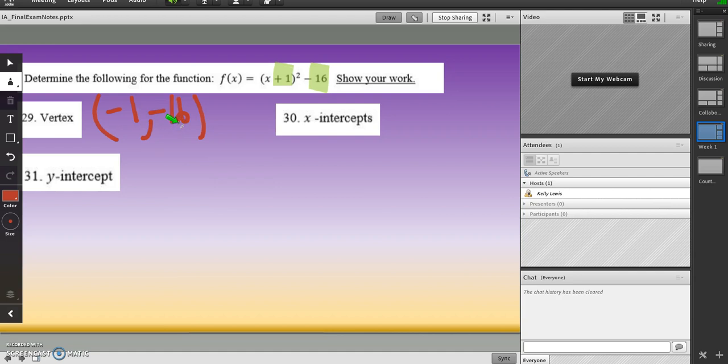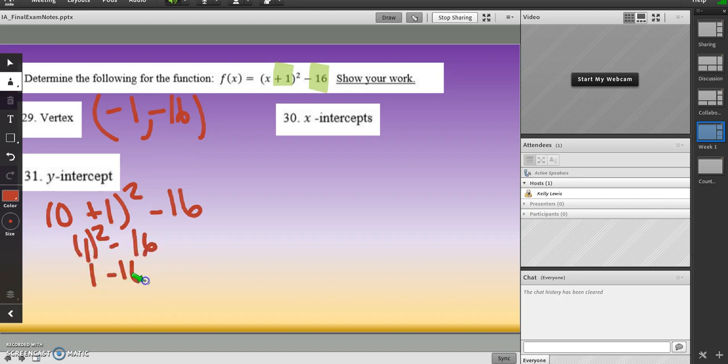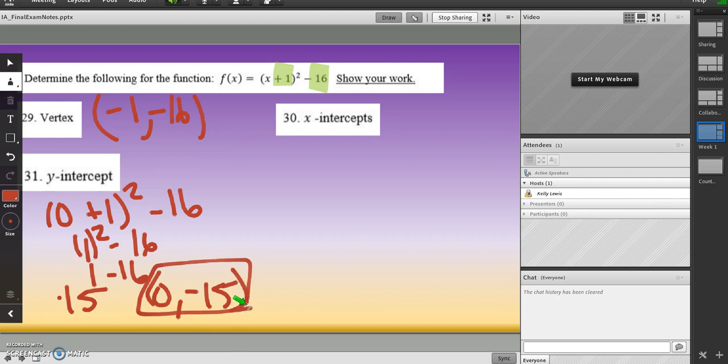And then the y-intercept, we're going to plug in 0 for x. And so 1 squared is 1, and 1 minus 16 is negative 15. So my y-intercept is 0, comma, negative 15. Remember, x and y-intercepts are always coordinates.